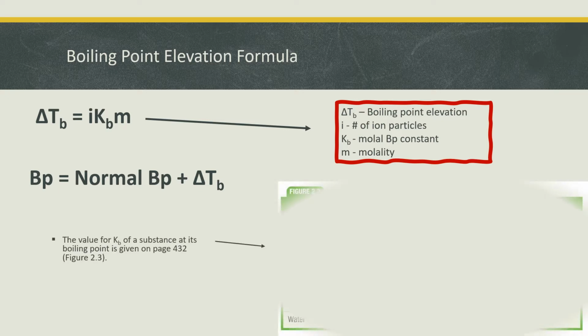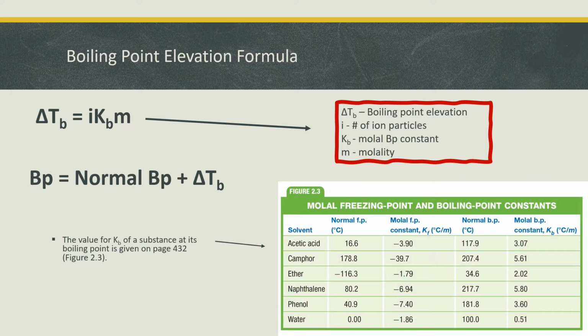So the chart that I'm going to show you, I have it here on the slideshow, obviously, but you can also find it on page 432 in your book. Let's go ahead and look at water, for example. If I find water down here at the bottom, the normal boiling point for water is 100 degrees Celsius. So if we were using the second equation, BP equals normal BP plus delta T sub B, the normal boiling point is 100 degrees Celsius.